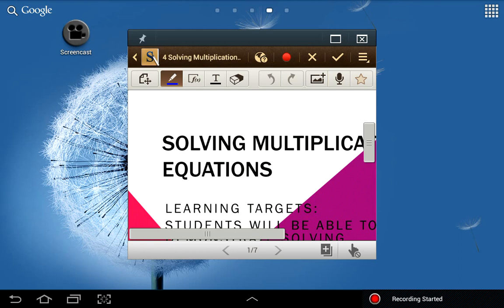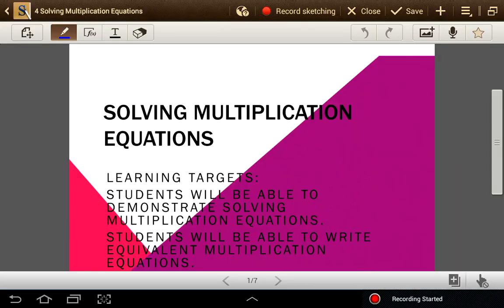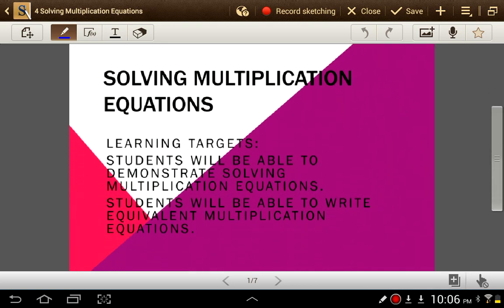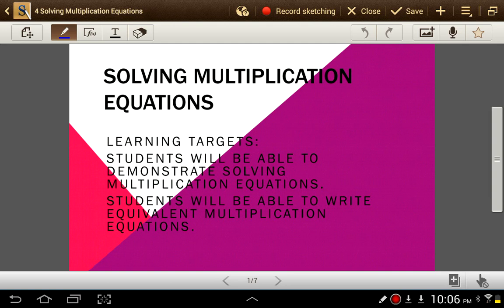Okay guys, here we go with our lesson today, solving multiplication equations. We have two learning targets today. Make sure you write these down. First learning target is students will be able to demonstrate solving multiplication equations. And then the second learning target is students will be able to write equivalent multiplication equations.